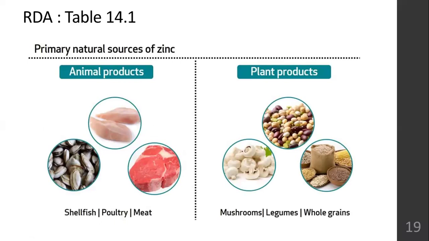So RDA of zinc, you can check from your textbook. Usually your normal serum levels should be 60 to 150 mg per deciliter. Okay. So requirement usually is between 5 to 15 microgram per day, not more than that. The best sources of zinc in animal products are shellfish, poultry, meat. All seafood are good sources of microminerals. Plant sources: mushrooms, button mushrooms, legumes, whole grains, vegetables, and nuts also supply zinc.